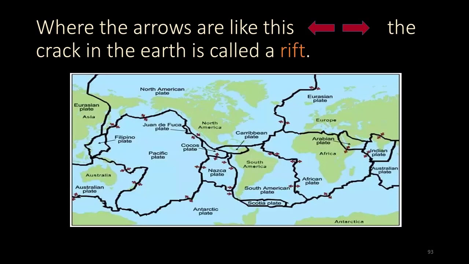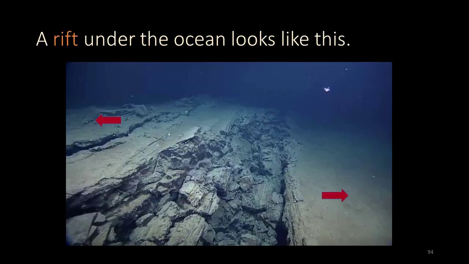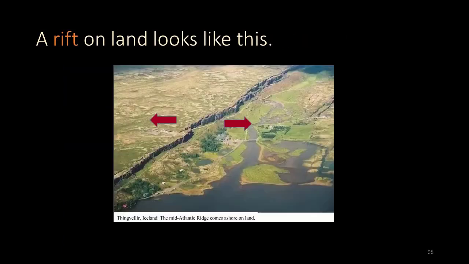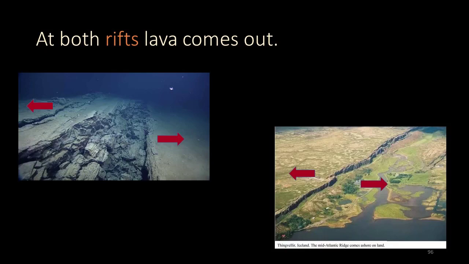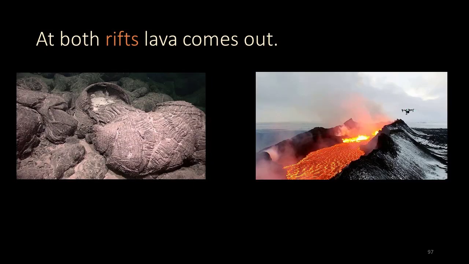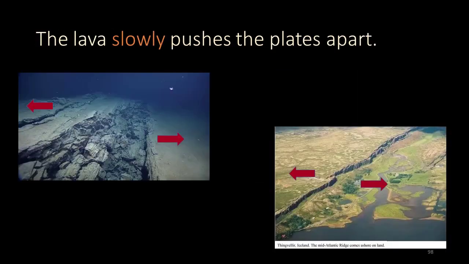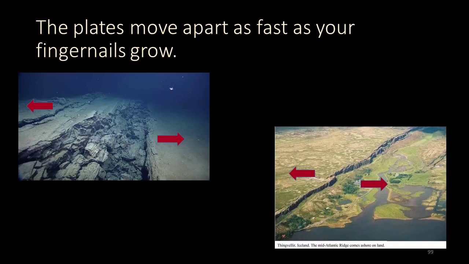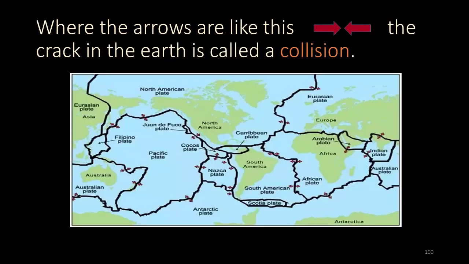Well, when you see the arrows like this, the crack is called a rift. Here's a rift. Here's another one. At both rifts, lava comes out of the earth. The lava slowly pushes the plates apart. The plates move about as fast as your fingernails grow.